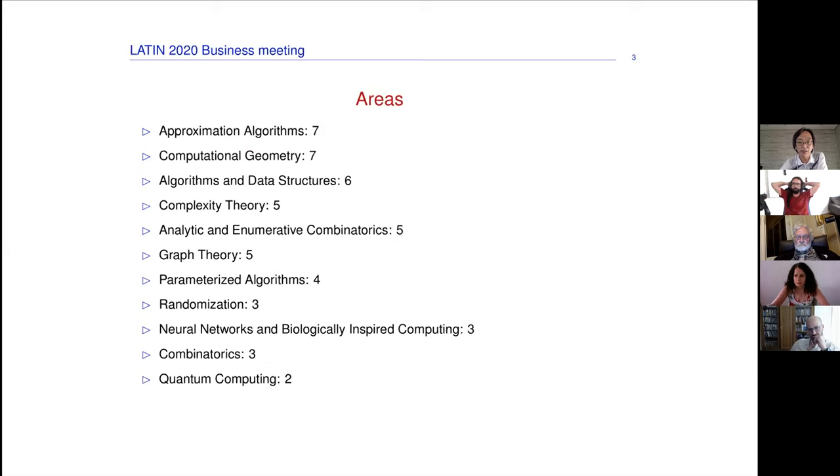Classifying the papers by area, and of course this is kind of subjective, because papers could be classified in several places. But anyway, we had to decide how to classify them, because the lecture note series requires us to do it. So we classified the papers in some ad hoc manner, and we have this distribution. Approximation algorithms, we have seven papers, and then seven papers in computational geometry, six in algorithms and data structures, and so on. Very good. So this is the distribution among the areas.